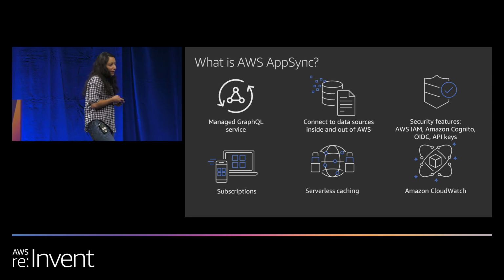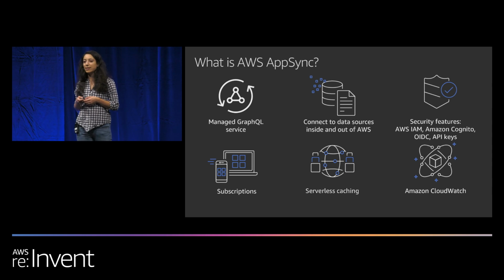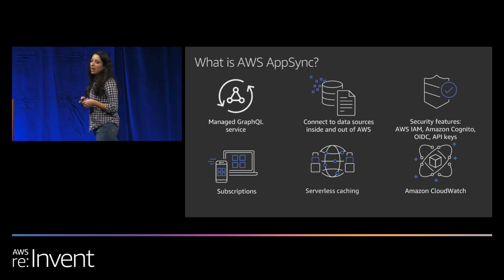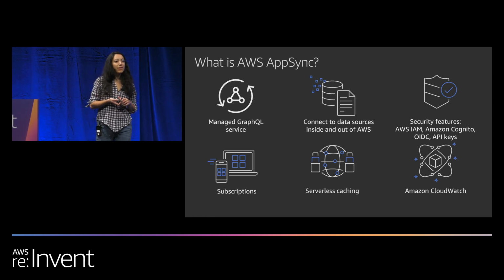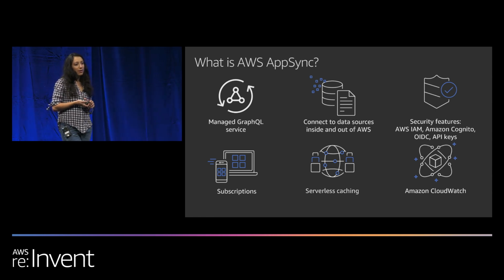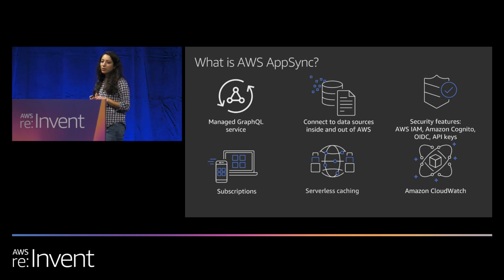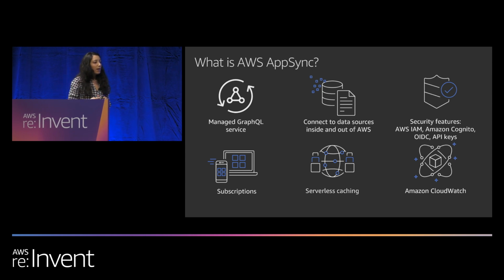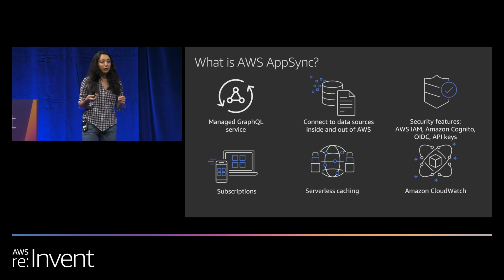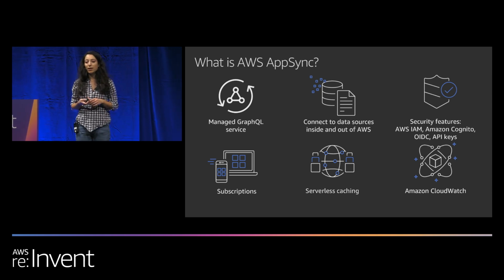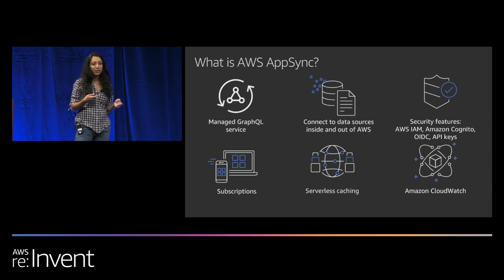So what's AWS AppSync? AppSync is a managed GraphQL service. It lets you connect to data sources inside and outside of AWS. It provides integrations with security services such as AWS IAM, API Key, Amazon Cognito, OIDC providers. It provides subscription support like we discussed, so you can get updates to your data. Caching, so you don't have to make a round trip to your data sources every time you make an API call. And it also provides integration with CloudWatch logs, so that makes debugging easier when something goes wrong.